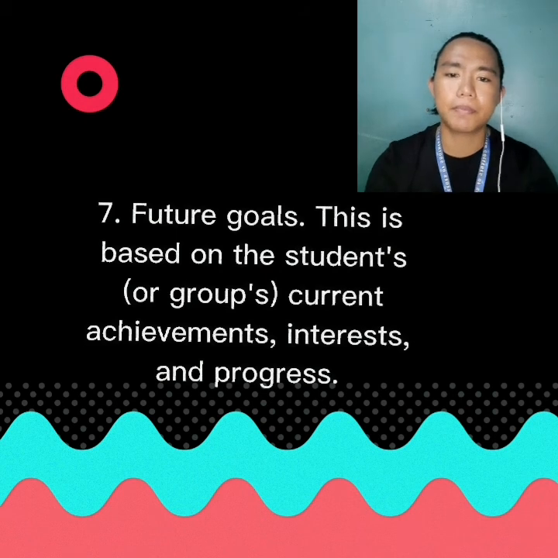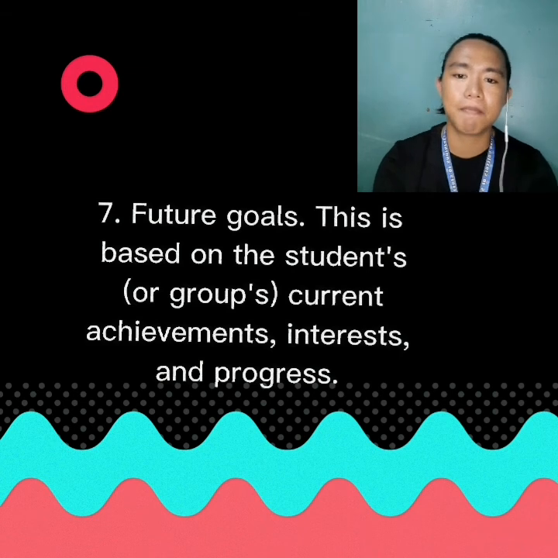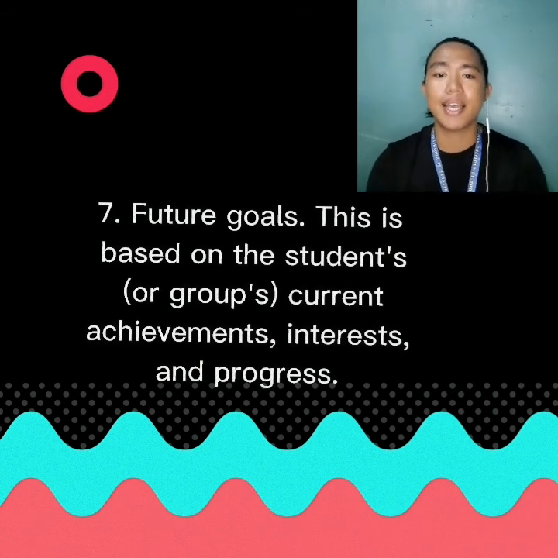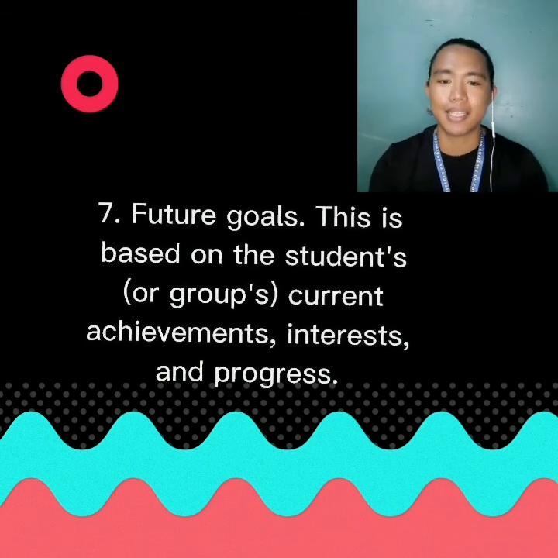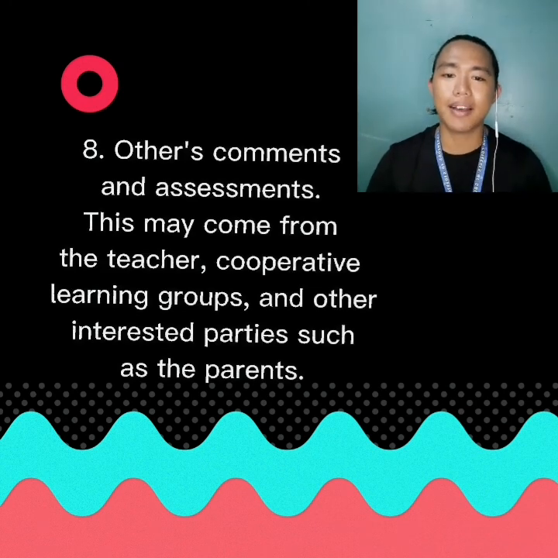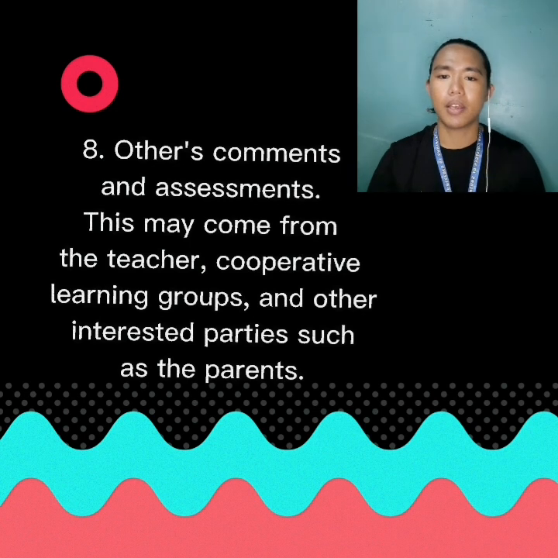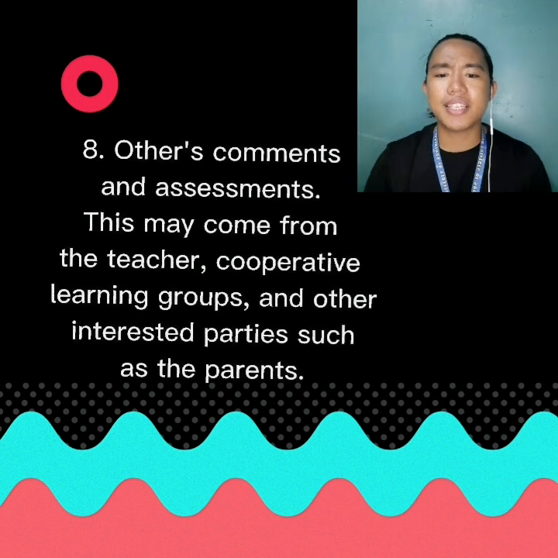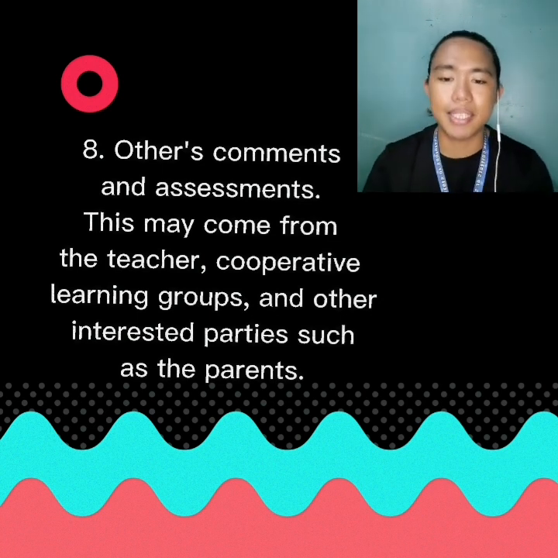For example, general goals such as improvement in fluency of speech or independent reading, and specific goals such as scanning a text or telling a story. The eighth one, or the last one, others' comments and assessment. This may come from a teacher, cooperative learning groups, and other interested parties such as parents. It is just like notifying other interested parties.